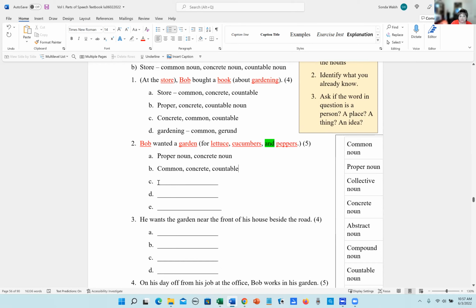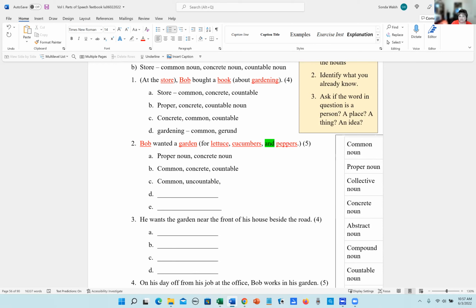Now lettuce, cucumbers, and peppers. They're all the same, so I'm just going to type it in here one time. But lettuce, cucumbers, and peppers are common nouns. Would you say lettuces? No. So lettuce is an uncountable noun.